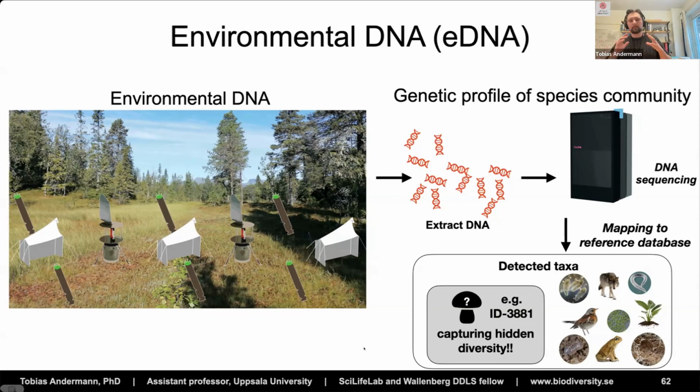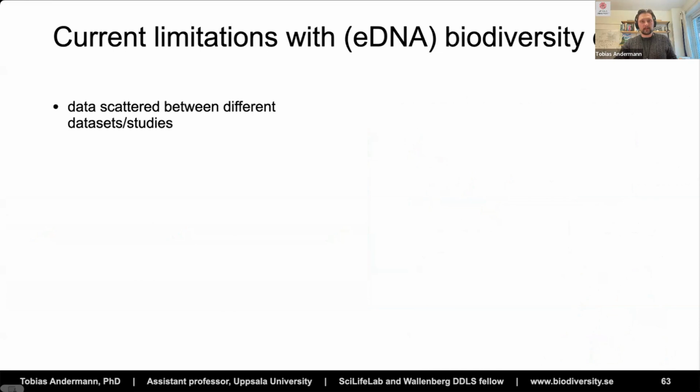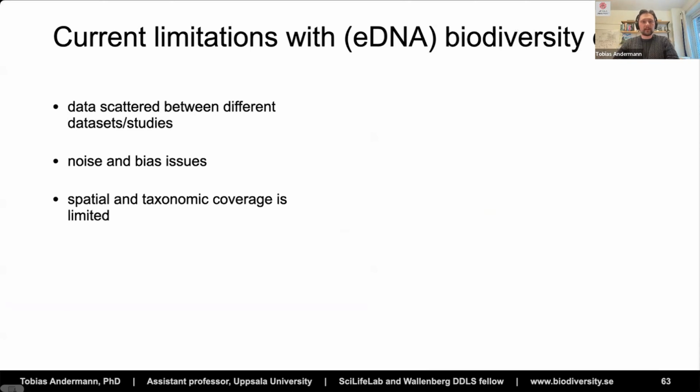So from here on, we're really moving toward calibrating our methods on eDNA data. The only issue with that is that it's still very scattered between different studies and regions. So there aren't really big national eDNA programs yet. And there are also some issues with noise and bias in these data. And so the spatial and sometimes taxonomic coverage is limited.